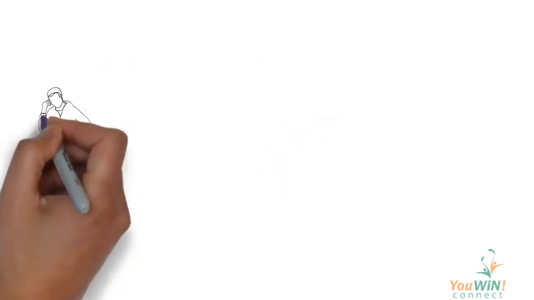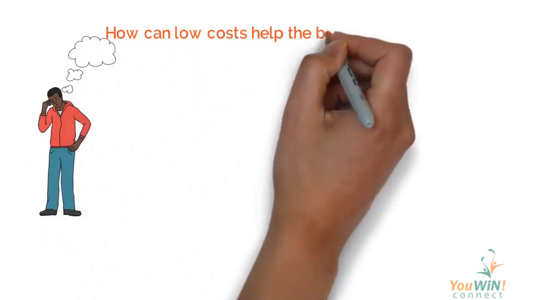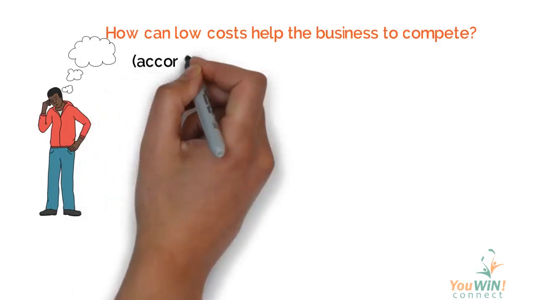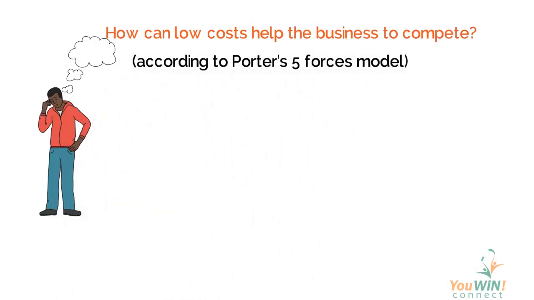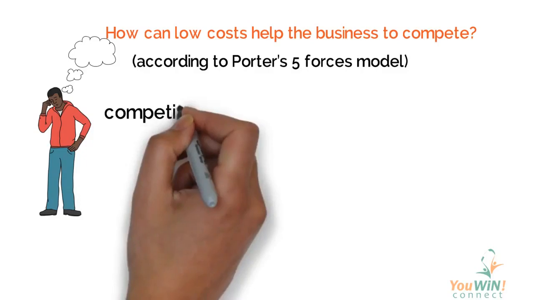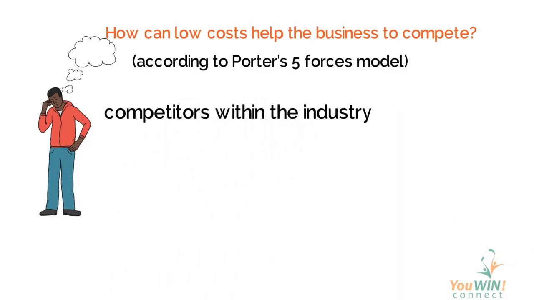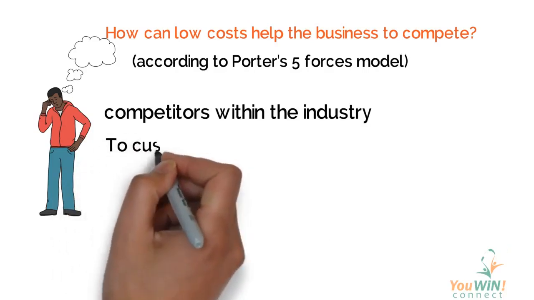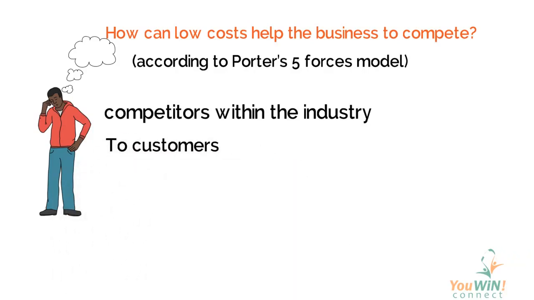But there are a few things to consider. How can low cost help your business to compete? According to Porter's 5 forces model, if you look at competitors within the industry, when other competitors reduce the price to a no profit level, the firm still makes a profit. Now let's look at your customers. Customers often use their power to ask for a price reduction. The firm can offer lower prices to their customers relative to other competitors.